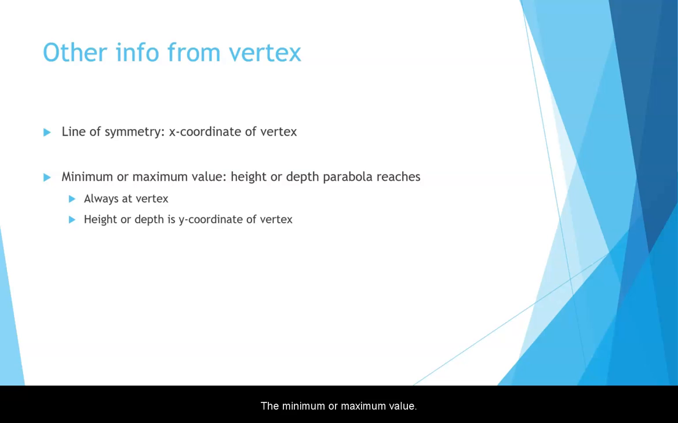The minimum or maximum value is the height or the depth that a parabola reaches. And this peak or valley is always at the vertex. In fact, this height or depth, if we think about up and down, the y-coordinate has to do with the height or depth. And so the height or depth is always the y-coordinate of the vertex.